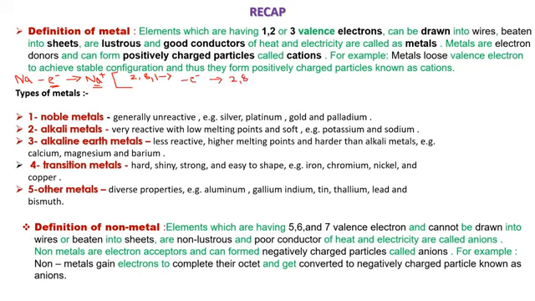So 2 and 8, you can see there are 8 electrons in the outermost shell. And what is the outermost shell called? That is called the valence shell, and the electrons that are present in the outermost shell are known as valence electrons.